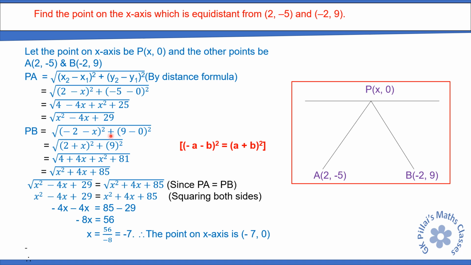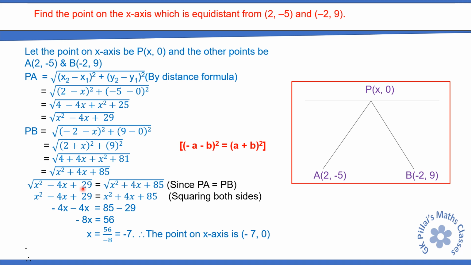The next one will be, here I will show you, (minus 2 minus x) whole squared plus (9 minus 0) whole squared. Let me tell you one thing. If it comes like this, (minus 2 minus x) whole squared, then you can ignore the minus sign and write (2 plus x) whole squared. Here you can see (minus a minus b) whole squared can be written as (a plus b) whole squared, and expand. That's what we have done here. So when simplified, you are getting x squared plus 4x plus 85.